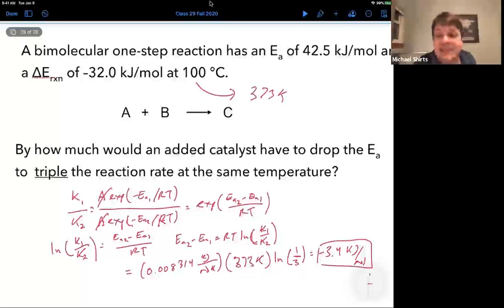Okay, that's the end of this segment on catalysts in chemical reactions.